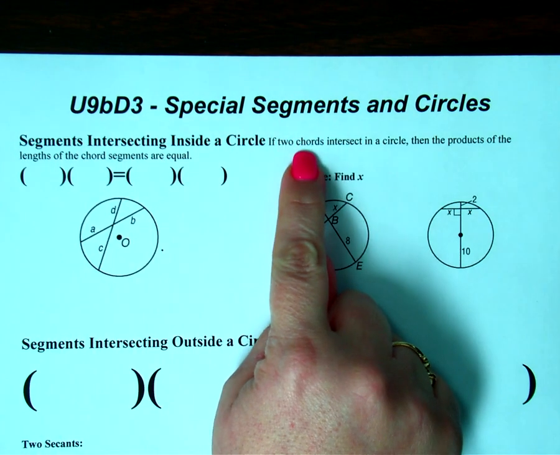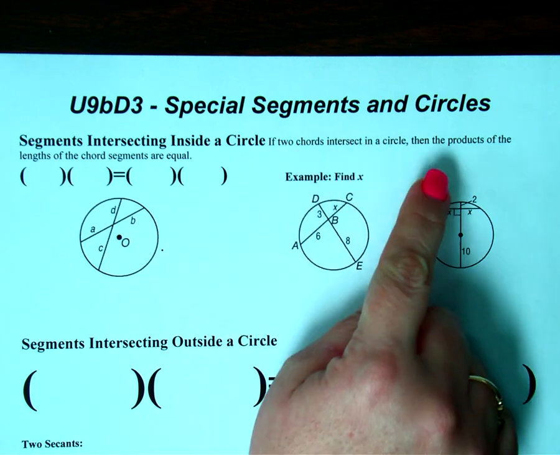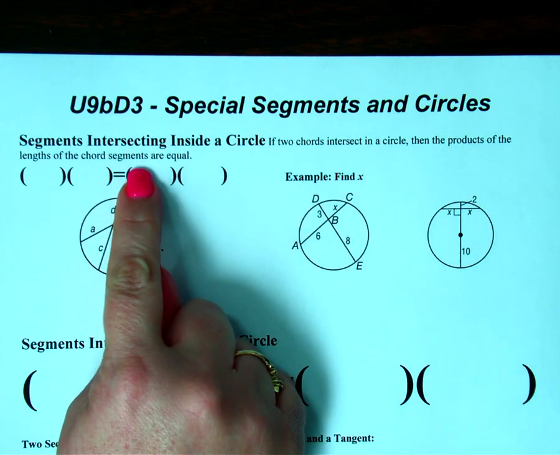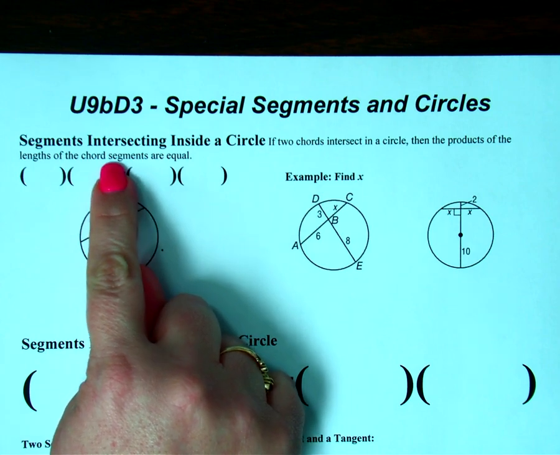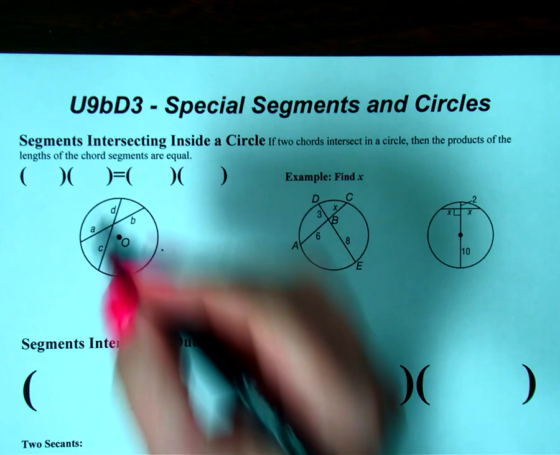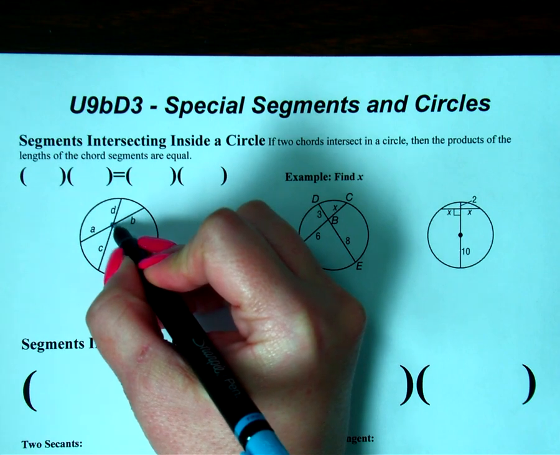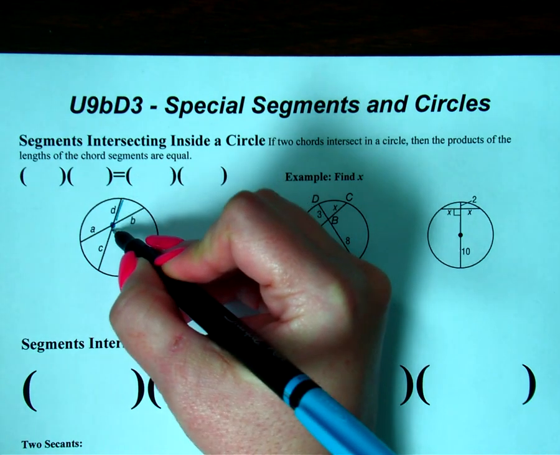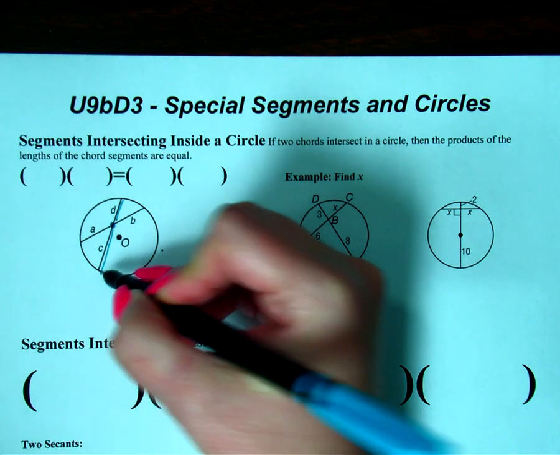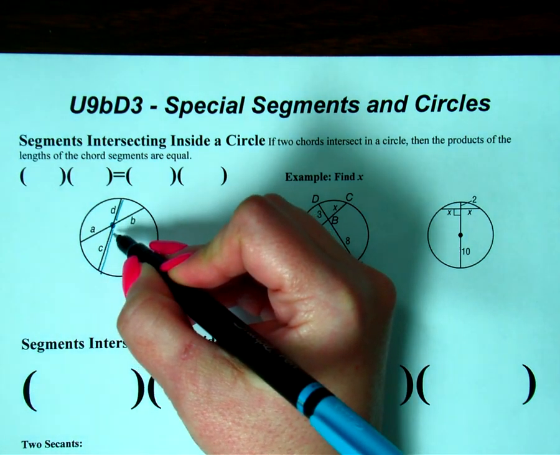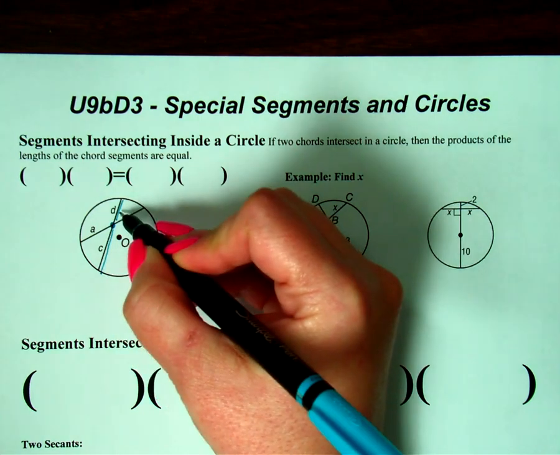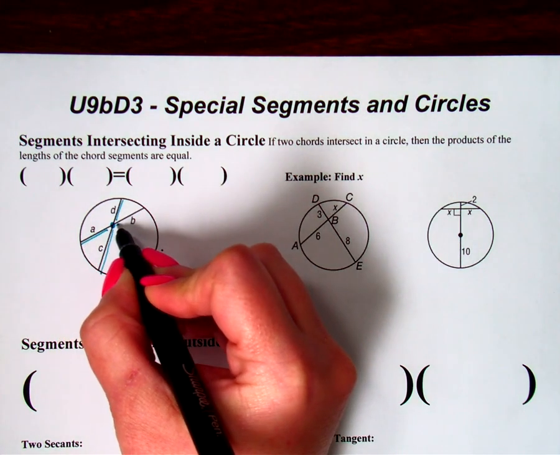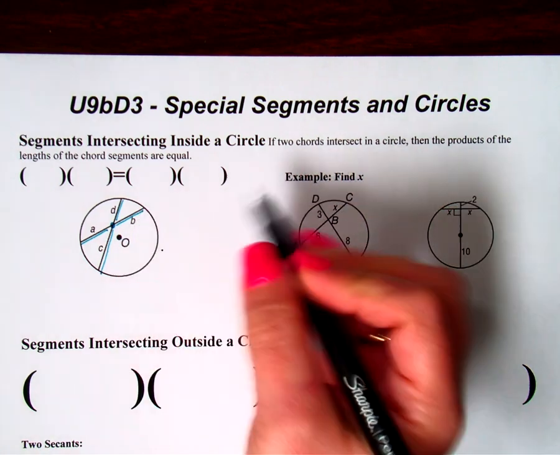In other words, if two chords are intersecting in a circle, we are going to say that the products of the lengths of the chord segments are equal. Anytime you see an intersection of two chords, each chord is divided into two segments, and not necessarily equally. The C might be much longer than D, and A and B don't necessarily have to be the same as each other.